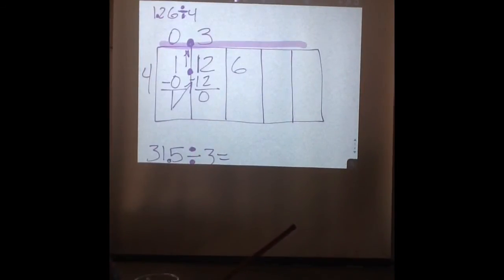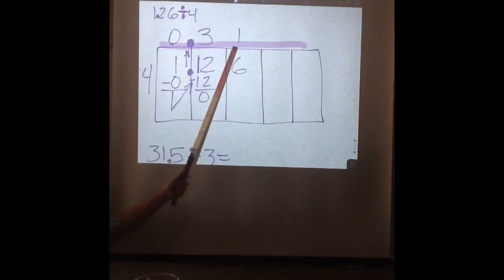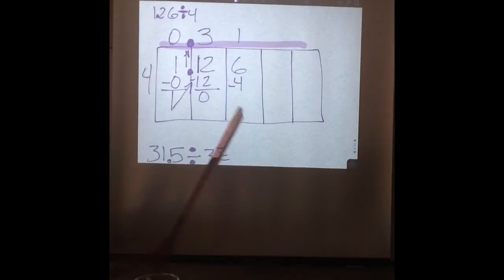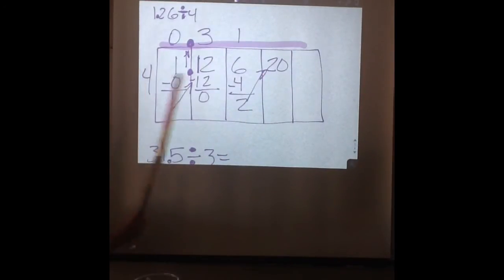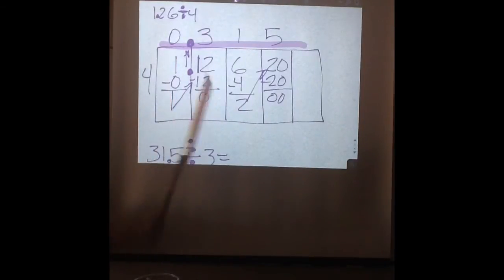You'd say, well, 1 4. Okay, we put our 1 up on top. 4 times 1 is 4. We're going to subtract it, and then we're going to end up with 2. What do we do with the 2? We move it over to the box and add a 0. Now we have 20. 4 times what is 20? Well, 4 times 5, that's right, is 20, and we subtract this and it gives us 0. So our answer to our problem is 0.315.